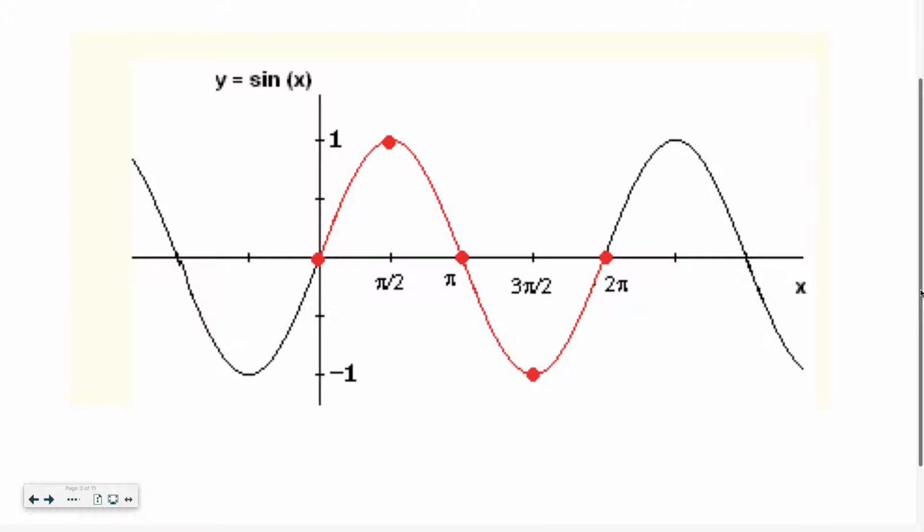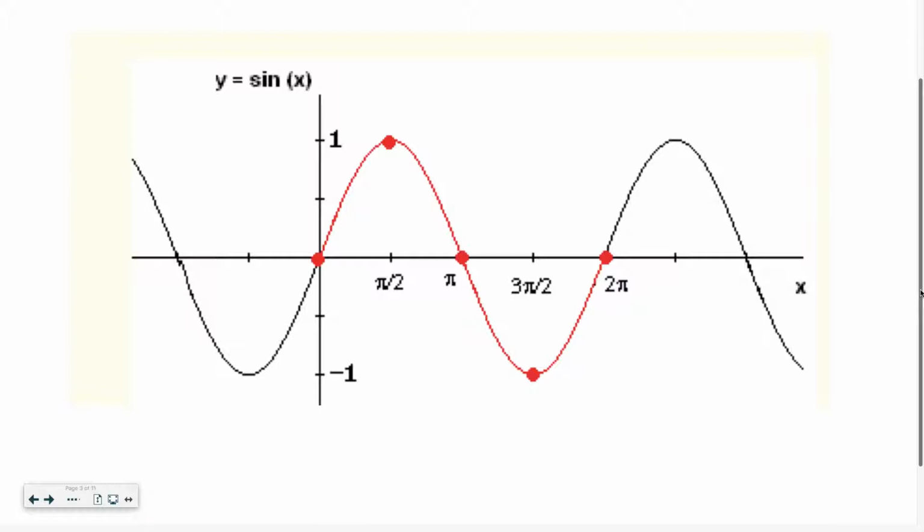Now, what letter does this resemble? I would probably be more inclined to say S just because it's curvy. It's like a backwards S, right? So I think it has a similar shape to an S. It might not be oriented the same way. And this is the sine graph that looks like an S.